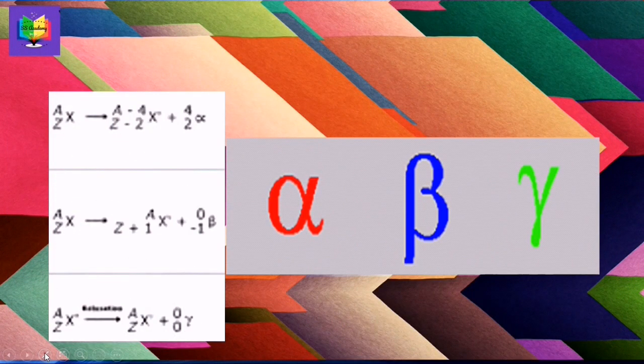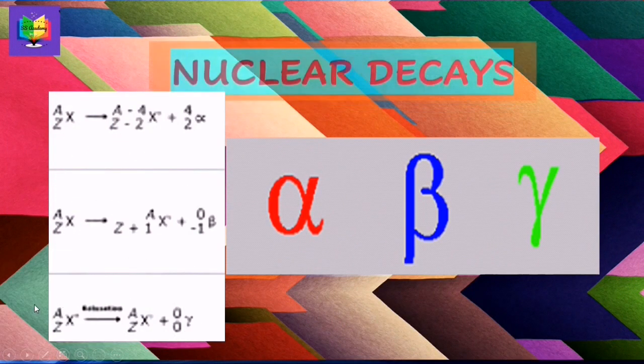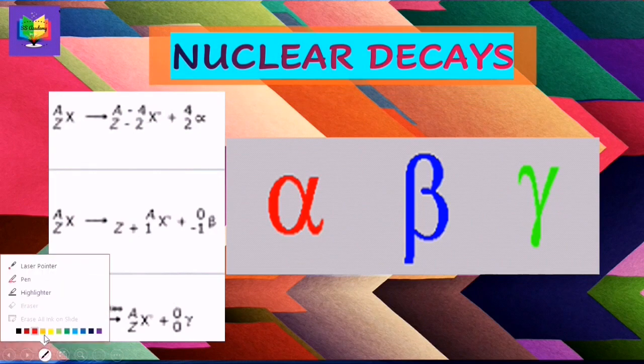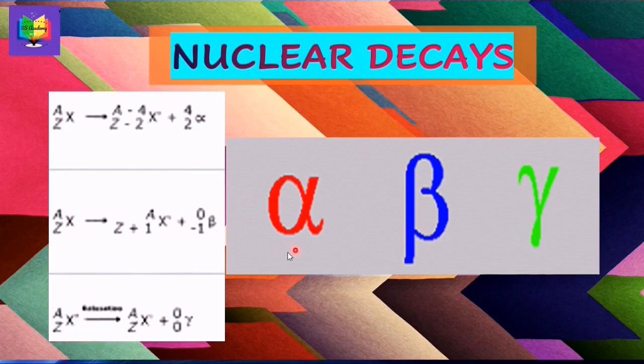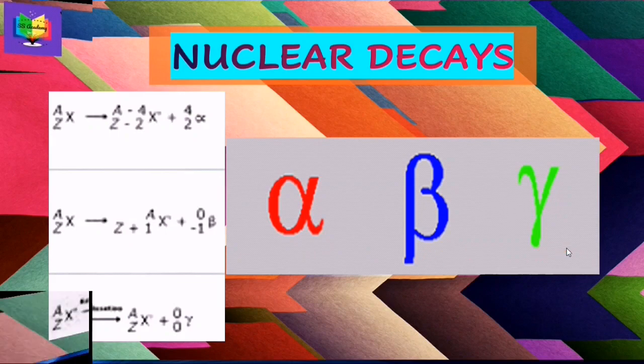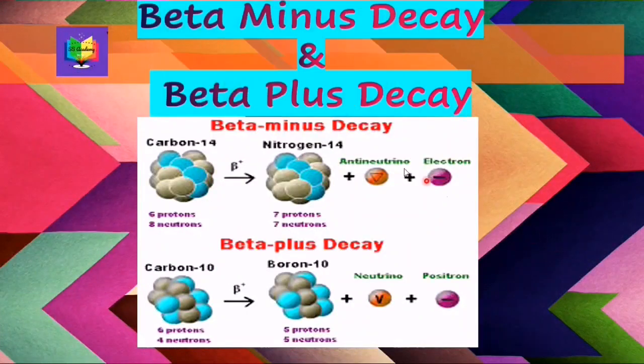Today's topic is nuclear decays. Nuclear decays are also known as radioactive decays, and they are of three types. In our last lesson, we studied alpha decay. Today we will study beta and gamma decays. Now there are two types of beta decays, beta minus decay and beta plus decay.